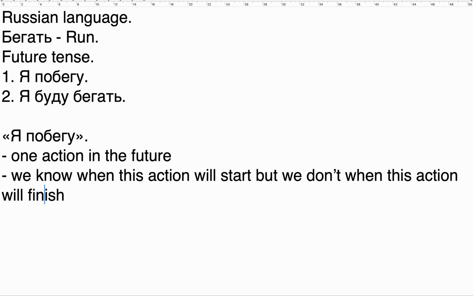Understand? One more time. This version of the verb in the future, I mean я побегу, we use when we're talking about only one action in the future. It's like one action, not like a process. Only one action in the future. And we know when this action will start, but we don't know when this action will finish in the future. For example, I will run.